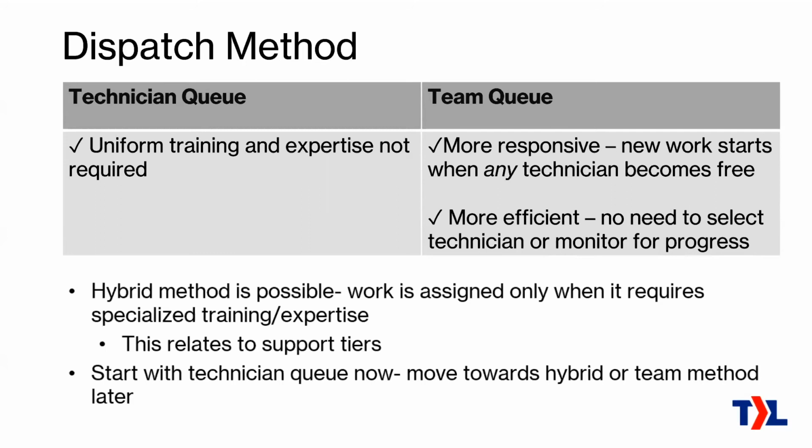What I would suggest as getting started, if you're like most MSPs, is to start with the technician queue first, because it's probably the closest to what you're already doing. You can always move towards a hybrid or a team method in the future. So you're not making a decision that you have to stick with forever. You can change this as soon as you want to. So don't think that you're making a big choice right now.